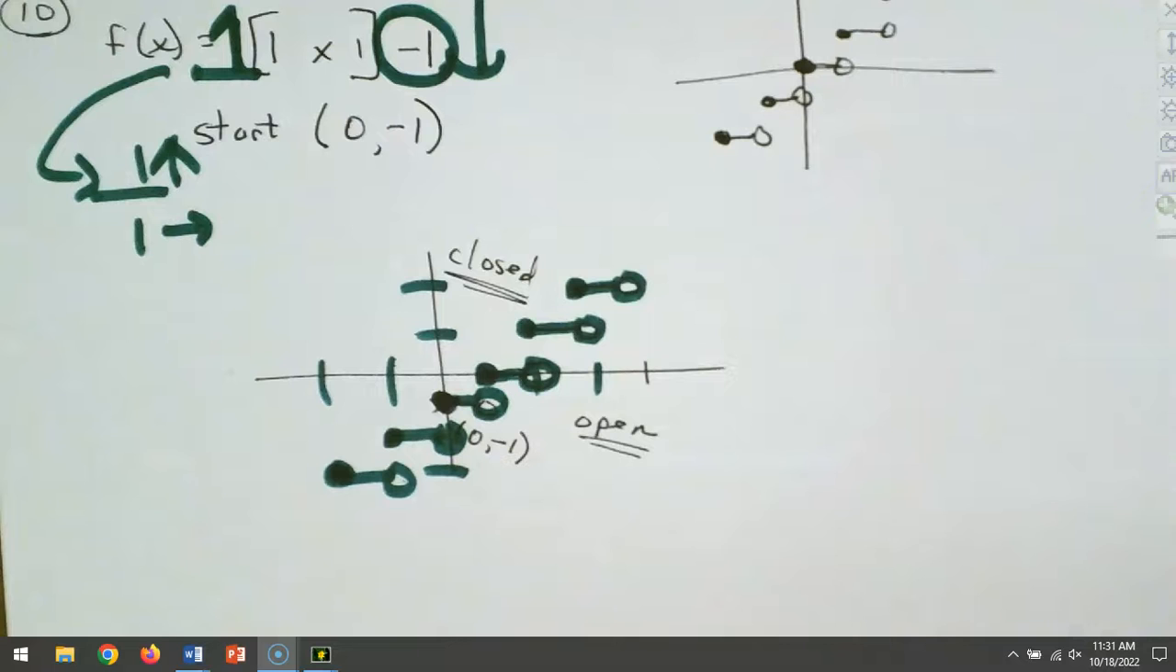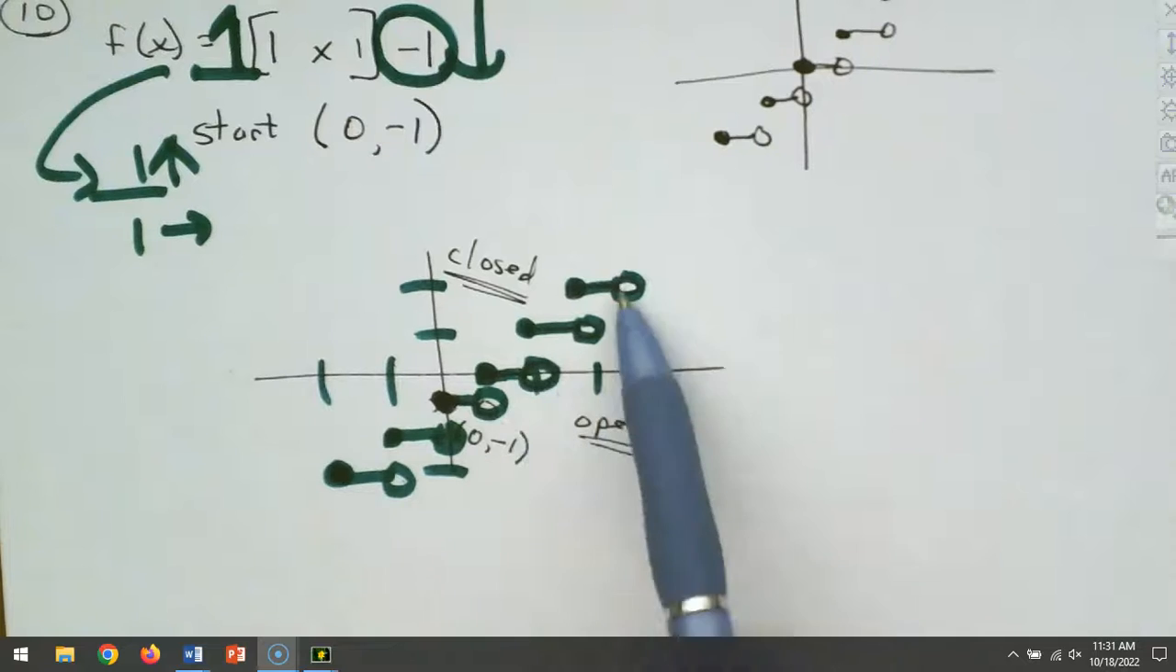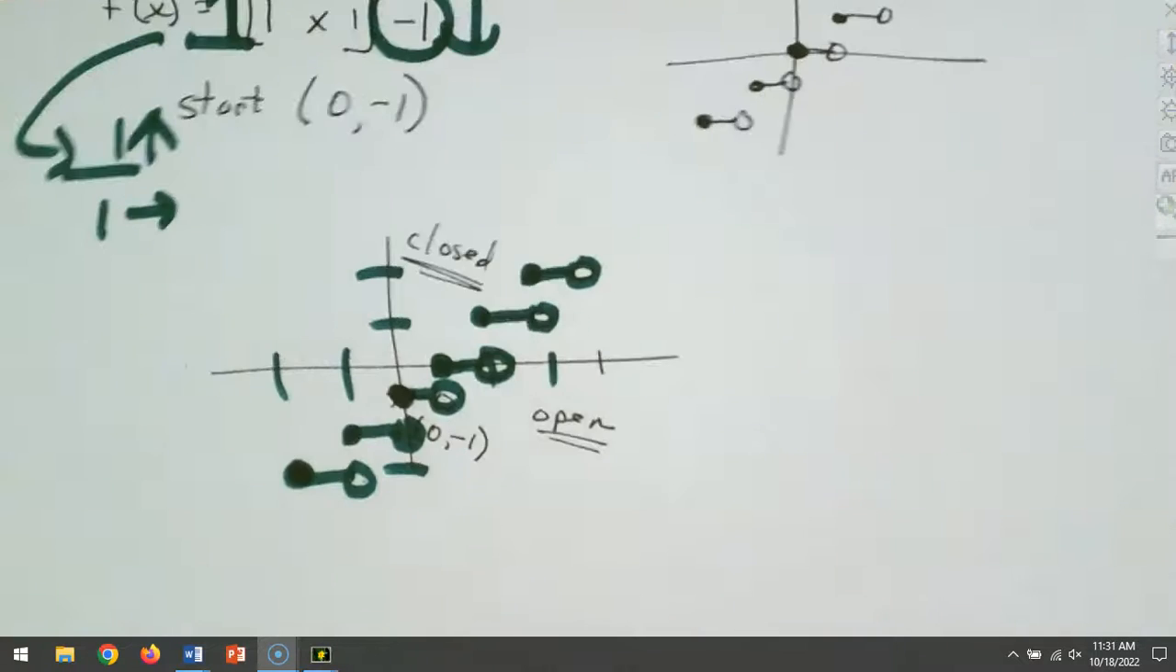And just look at it like a case of stairs. Just go up 1 each time. Up 1 over 1, up 1 over 1, up 1 over 1. Make your stairs. Make sure you got the closed circles below.